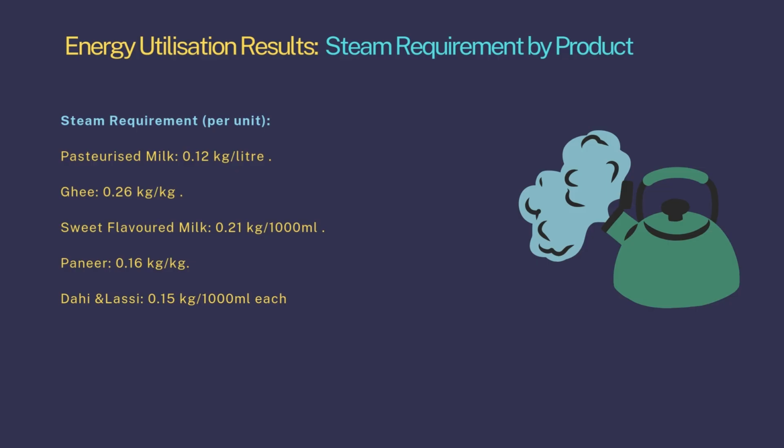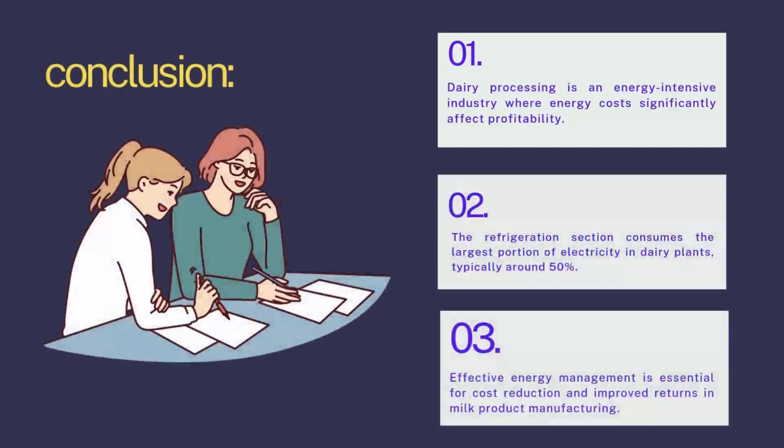Let's summarize what we've learned. In this slide, we will see about conclusion. In conclusion, dairy processing is an energy-intensive industry where energy costs significantly affect profitability. Effective energy management is essential for cost reduction and improved returns in milk product manufacturing. The refrigeration section consumes the largest portion of electricity in dairy plants, typically around 50%.